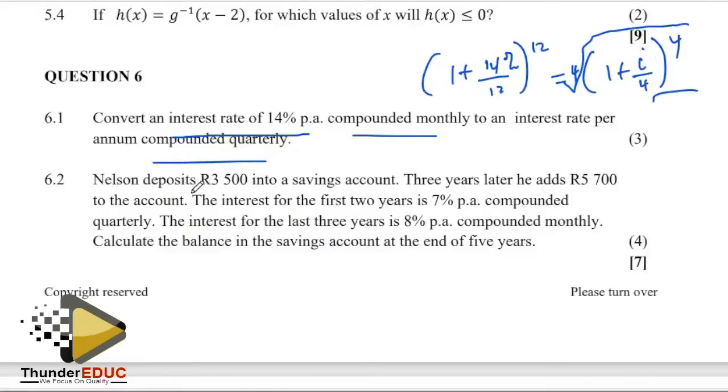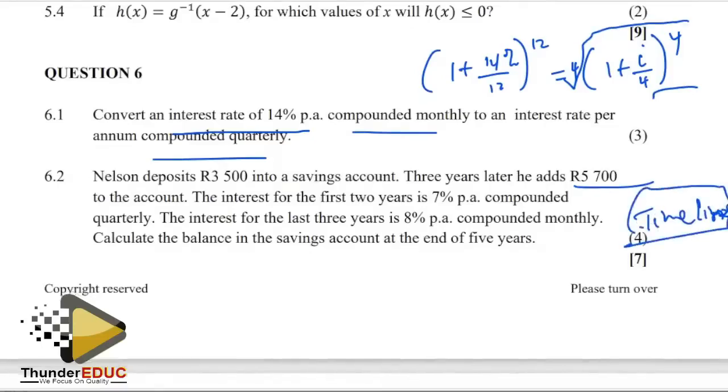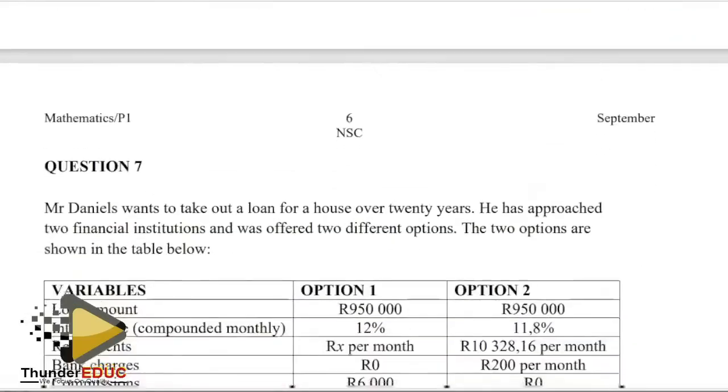6.2, this person deposits this into an account. 3 years later, he adds. So which means there is inconsistency. Then the interest for the first 2 years changes for the last 3 years. So in this case, we're going to use what we call the timelines, grade 11 aspects, to work this out.